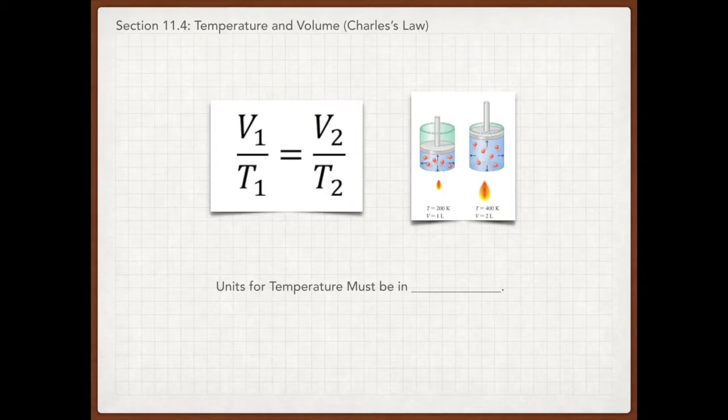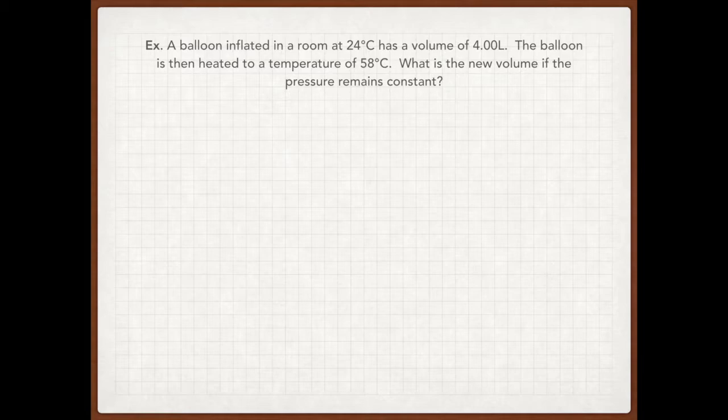Okay, the units for temperature, so remember for Boyle's law, your units for pressure and your units for volume could be whatever you wanted them to be as long as they matched up on both sides. Whenever we're dealing with temperature for our gas laws, however, temperature must be in Kelvin. Okay? So let's look at an example.